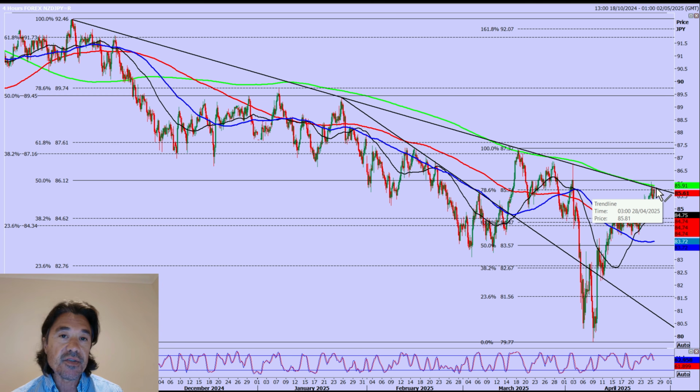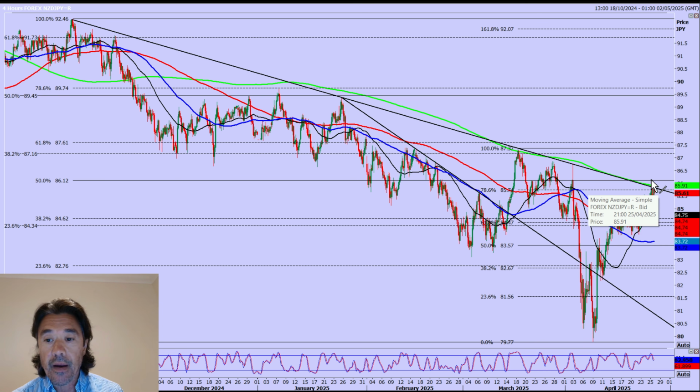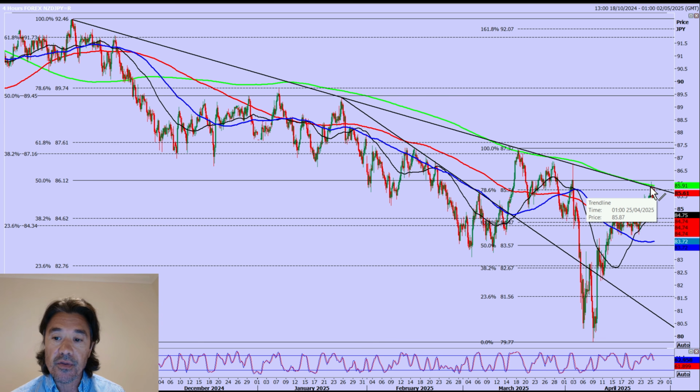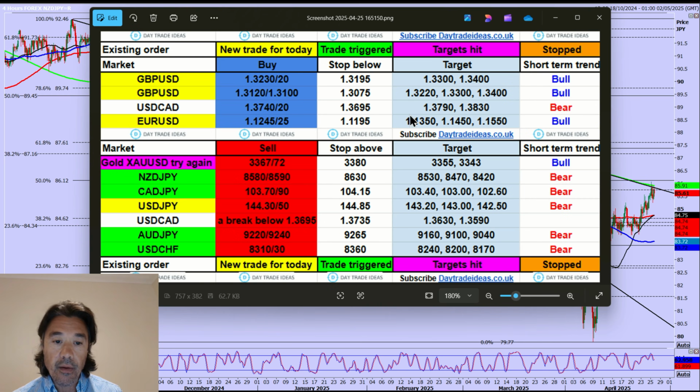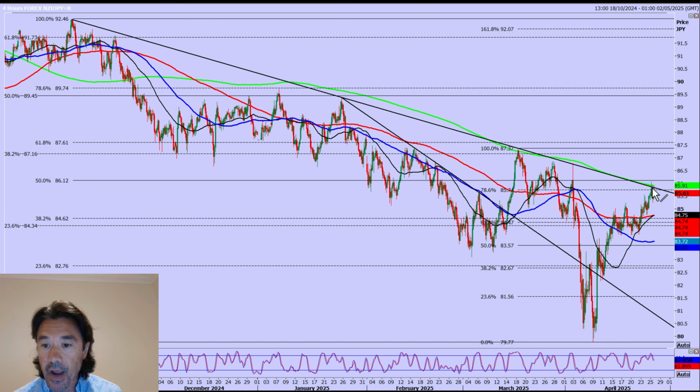So on the 6th test, I have to try a short position. It's been tested so many times. It's proved to be reliable. I've got the 500 period moving average on the 4-hour chart there as well, backing up that resistance. I had to give it a try. And indeed, in the New Zealand dollar yen, we did reverse exactly from my sell level, which was in the 85.80 to 85.90 range.